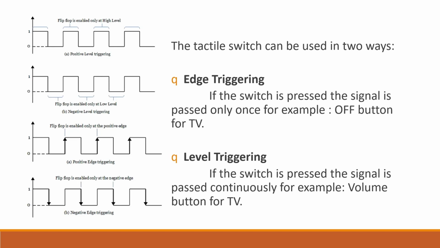After that, edge triggering: if we press the button, the signal is passed continuously, even after a single press. If the line is high and we press the button, it goes to 1 and stays there. Once the next triggering occurs, that is called level triggering, like the volume button in a TV.